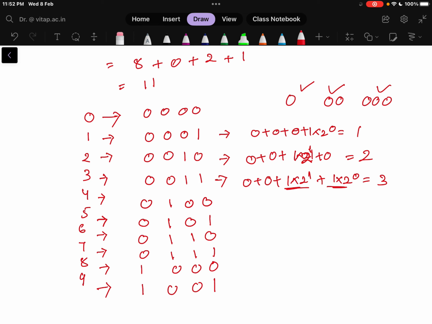See here, the trick is: 0 is 0 0 0 0. For 1, the last bit, or the LSB, least significant bit, you make it 1. Then for 2, the next digit you make 1 and this one will be 0. For 3, this one will be 1 and this remains the same, so 1 1. So, after this what will happen?